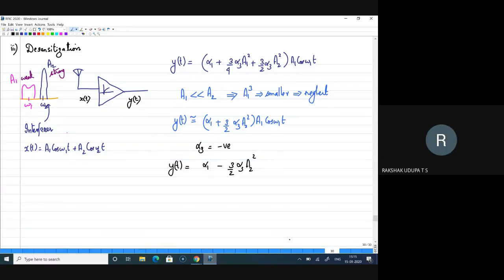No sir, we can neglect alpha 1 also because a2 is no, sir. Rakshak, actually your voice is breaking. So let me just explain what I'm doing here. Since a1 is small compared to a2, a1 cube is what I'm neglecting. So that means basically it is affecting this term.